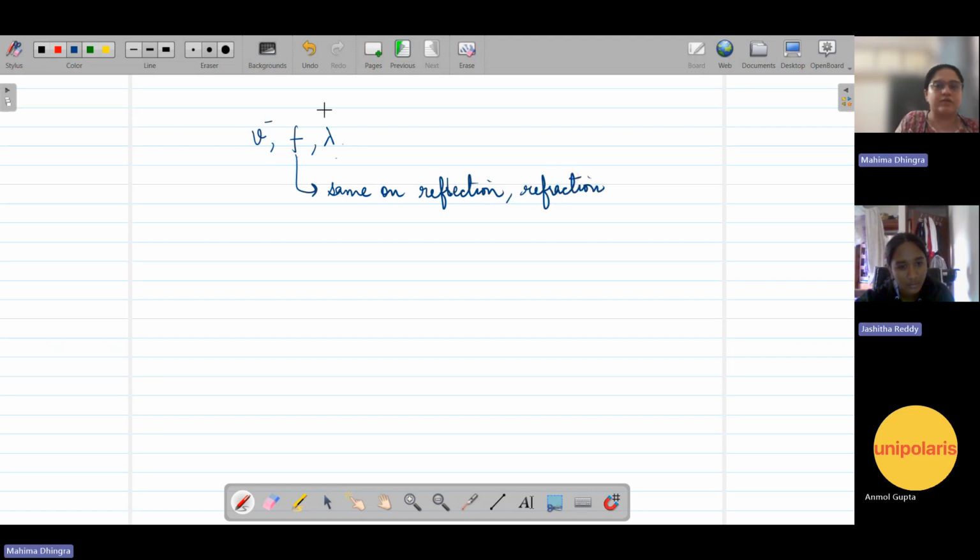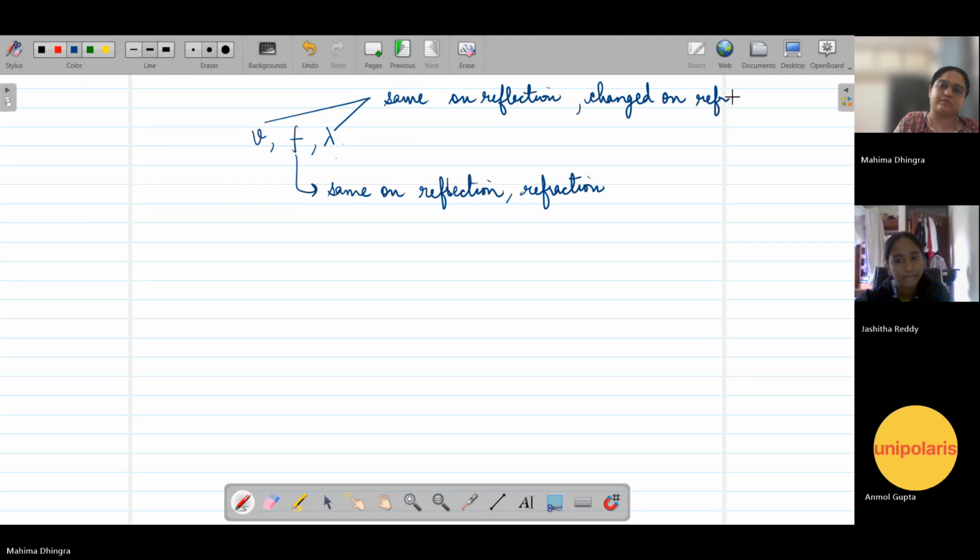But if we talk about velocity and wavelength, these remain same on reflection, but they get changed on refraction. In case of refraction, they will change. Okay? Any doubt up to here?